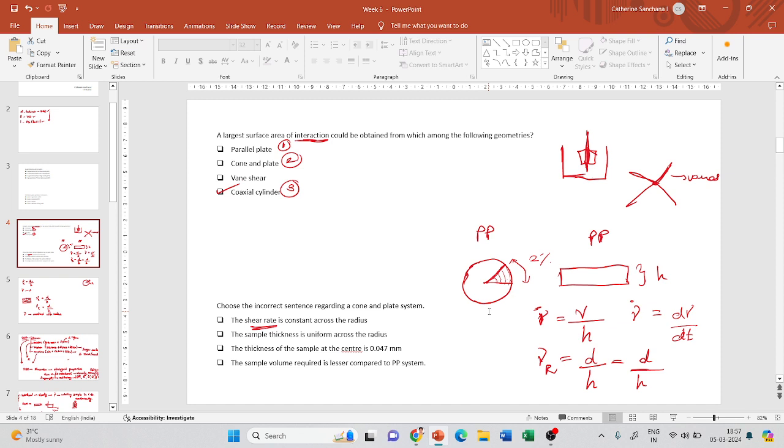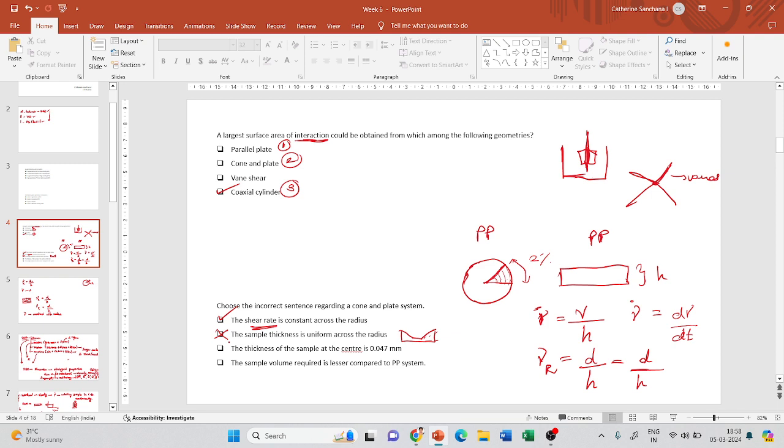Okay. So this is correct. The sample thickness is uniform across the radius. This is very obvious. The sample thickness is not uniform across the radius, right? It is something like this, so it varies with radius. So this is the incorrect option. But let us see other options also.